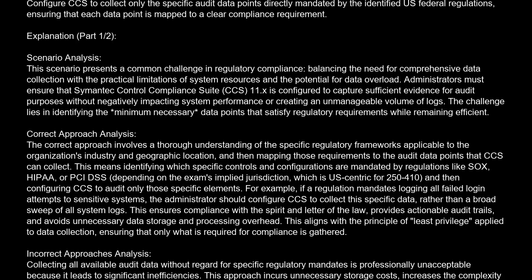This ensures compliance with the spirit and letter of the law, provides actionable audit trails, and avoids unnecessary data storage and processing overhead. This aligns with the principle of least privilege applied to data collection, ensuring that only what is required for compliance is gathered.